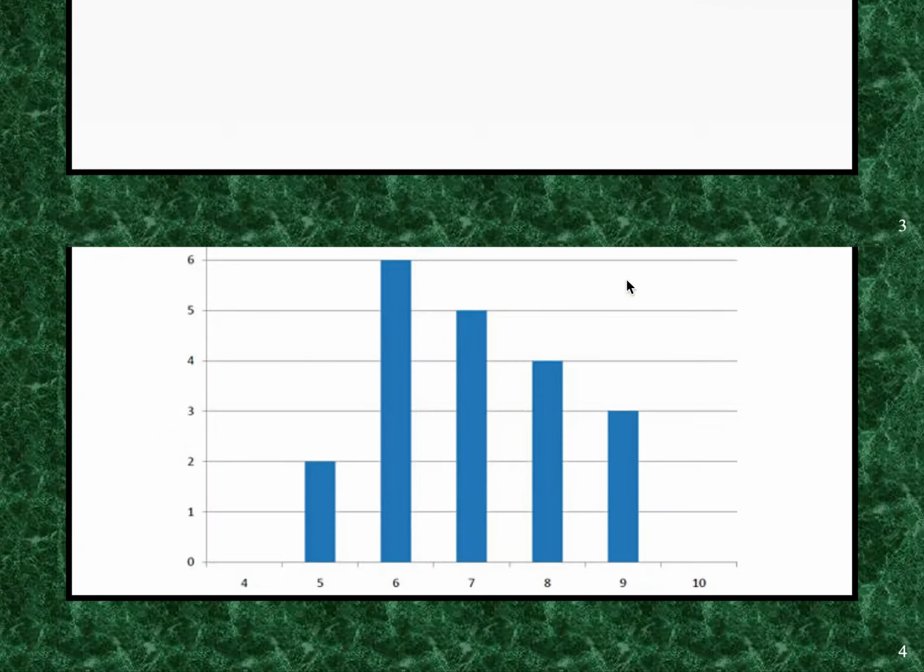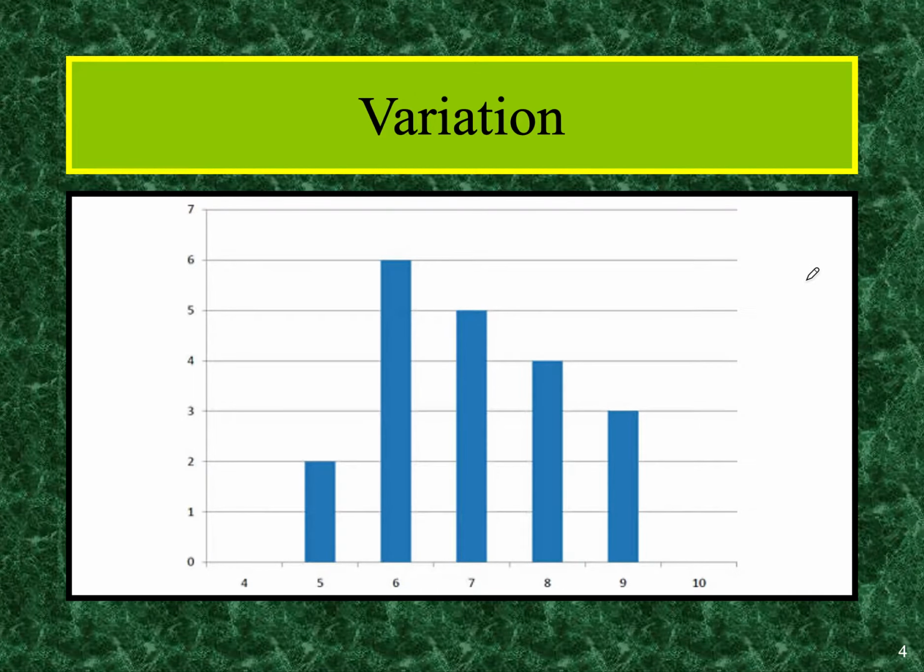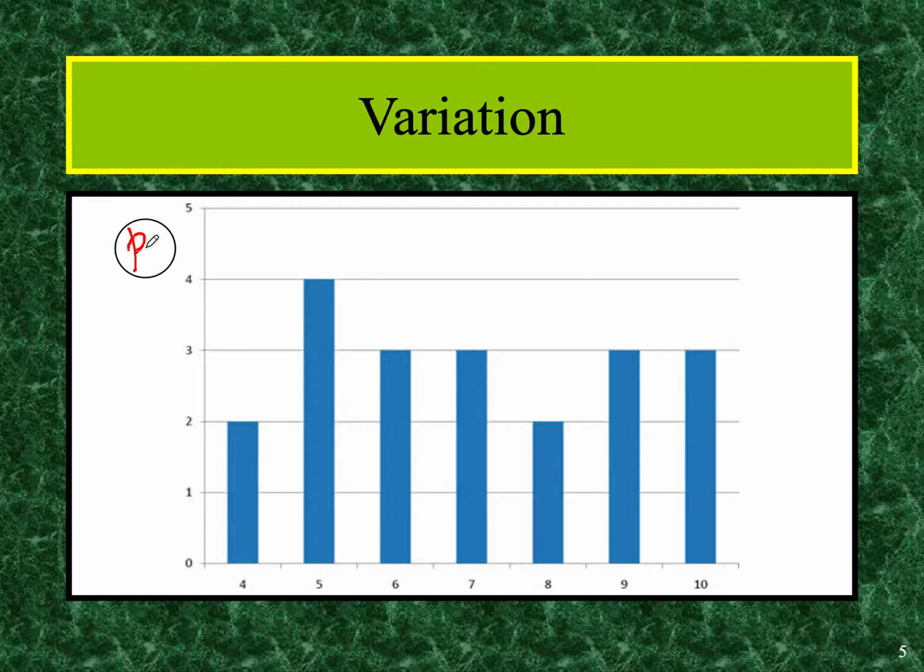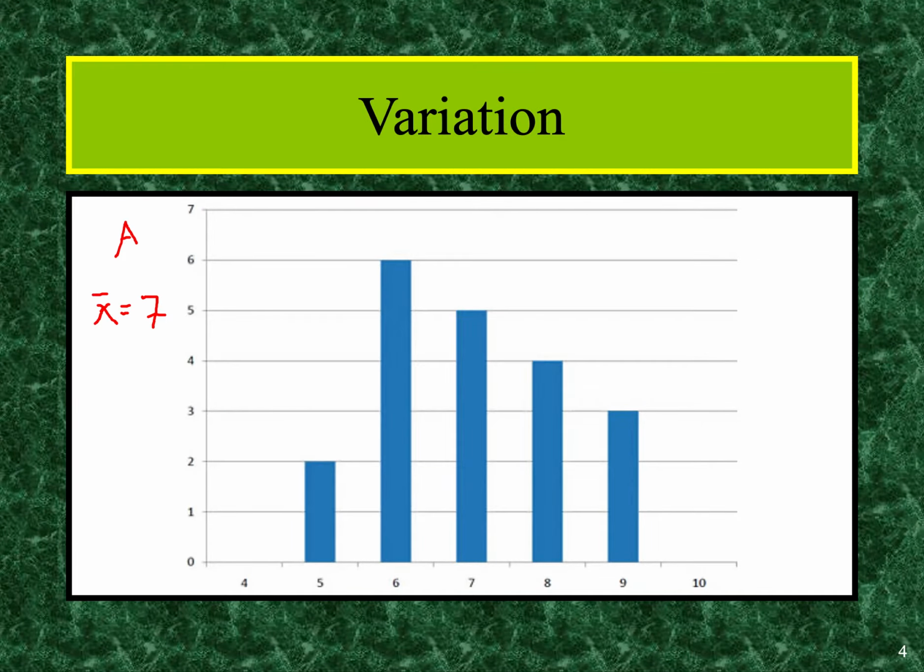Let's look at graph 1, or exhibit A. Just to let you know, the mean is 7 for exhibit A, and for exhibit B, the mean is also 7. Looking at exhibit A, as you can see, the frequency of 6 is 6, the frequency of 7 is 5, and so on.